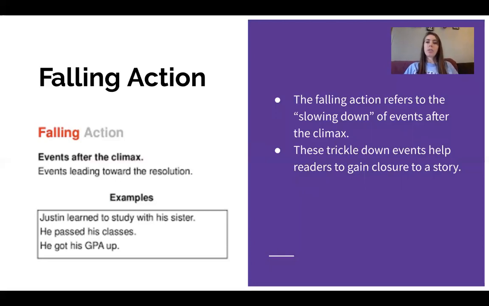The falling action also refers to the slowing down of events after the climax. So these trickle down events help the readers to gain closure of a story. Because if we didn't have a falling action, loose ends wouldn't start to come together, and we would be left feeling like, well, what the heck? I don't know what happened with this character. I don't understand what happened with this problem. Okay, so the falling action is pretty important too.